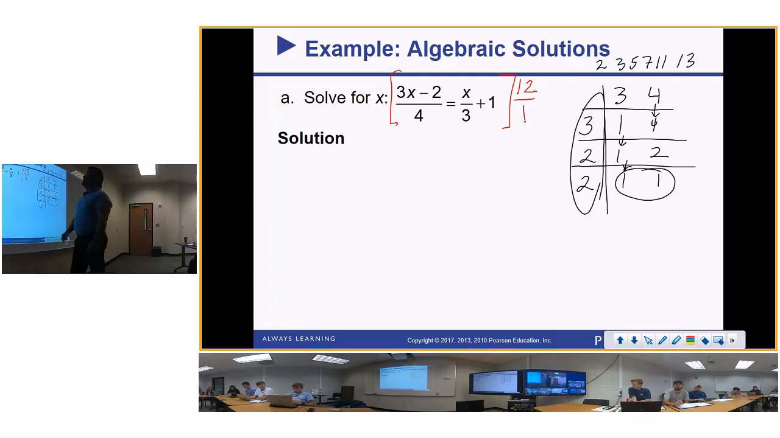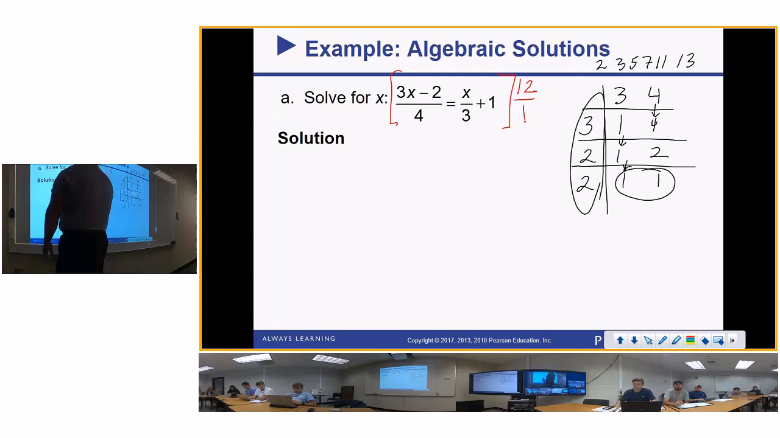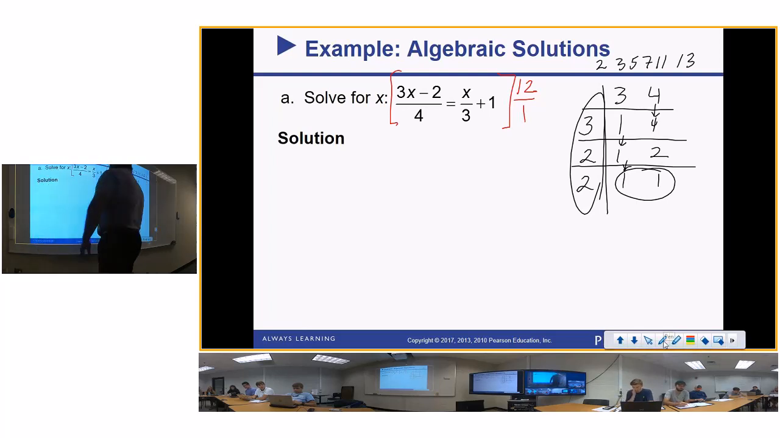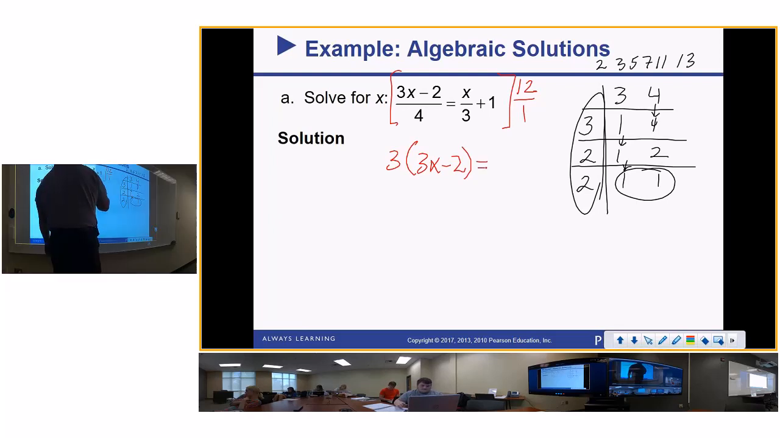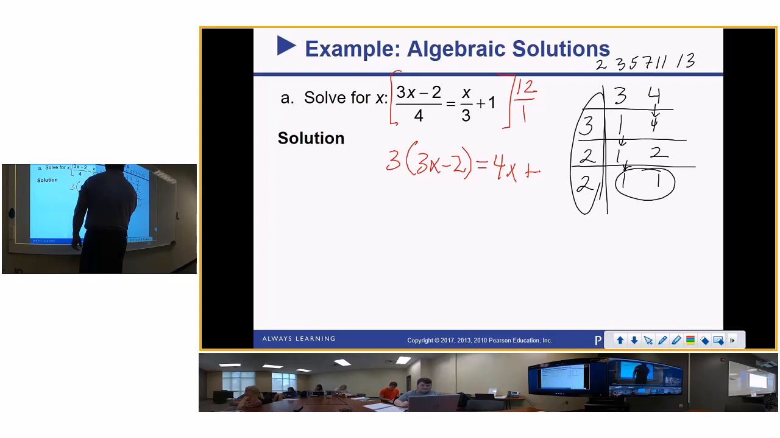And when we do that, 12 divided by 4 is 3. So that's going to be a 3 times 3x plus 2 equals, what's 12 divided by 3? 4x plus 12. What's the most common mistake made on this problem? On that step that I just did. What's the most common mistake?